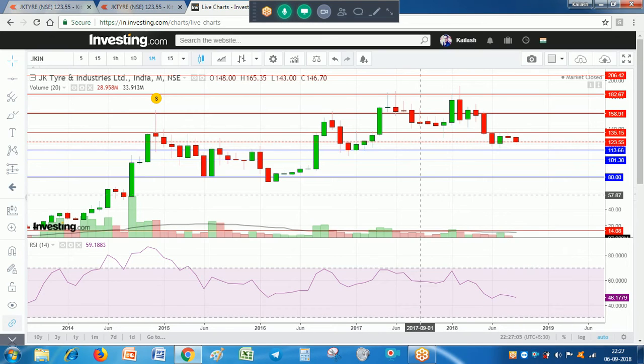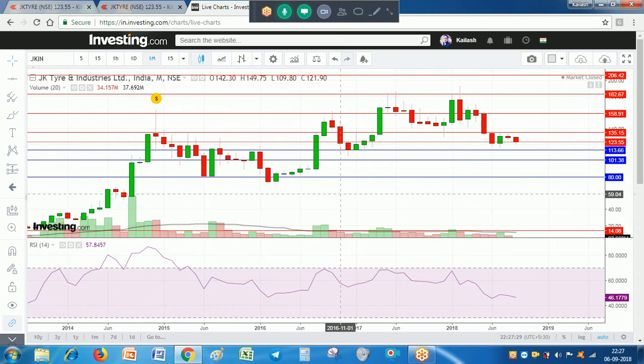You can do it in the same way for any stock that you want to study. Always try to check any stock and mark the major levels on the monthly chart. Mark the major levels from where the stock has started its upward journey, or from where the stock has fallen down. So mark all those levels. These levels would help us a lot in making a decision.